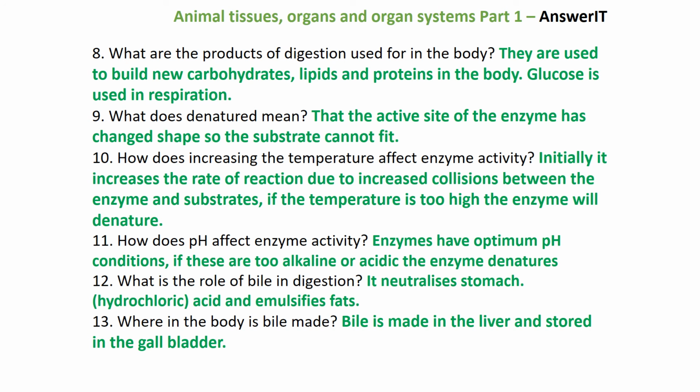Number 11, how does pH affect enzyme activity? So you could say that they work quickly if they're in their optimum, but most importantly, if it's too acidic or too alkali, the enzyme is denatured. Number 12, what is the role of bile in digestion? There's 2. It neutralizes stomach acid and it emulsifies fats. And number 13, where in the body is bile made? It's made in the liver, and then if you wanted to, or if you have, brilliant, it's stored in the gallbladder.